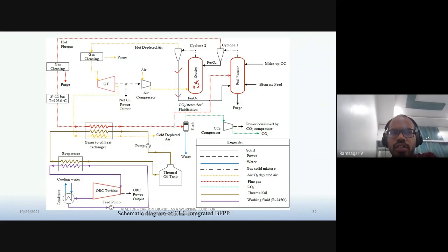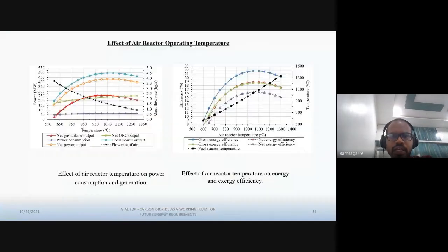So more heat is transferred to the fuel oxide, and the hot flue gas temperature also increases. Because of the high temperature, as temperature is increased, there is a noticeable increase in net power, but after some time we notice a decrease in power output.